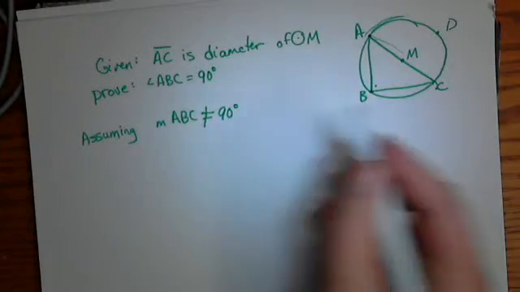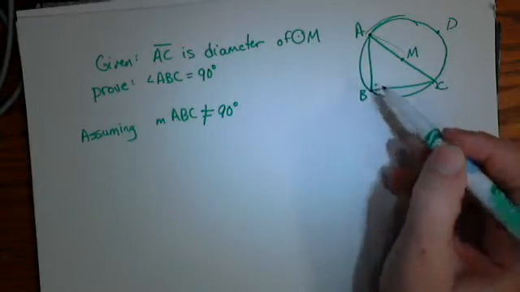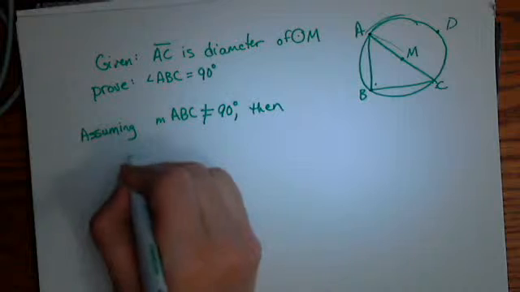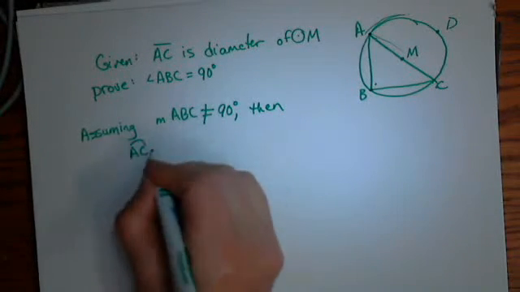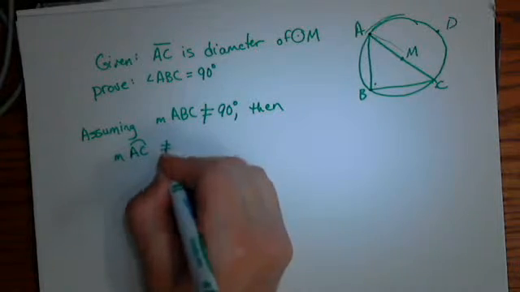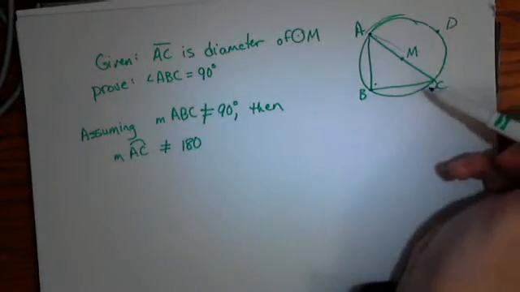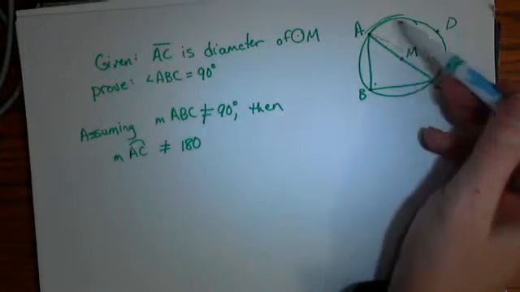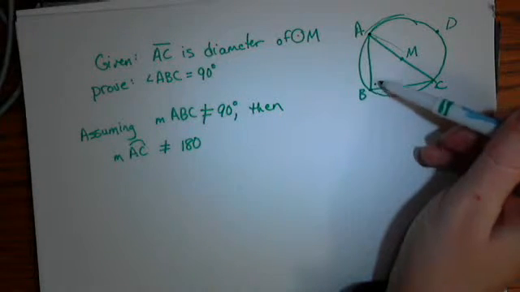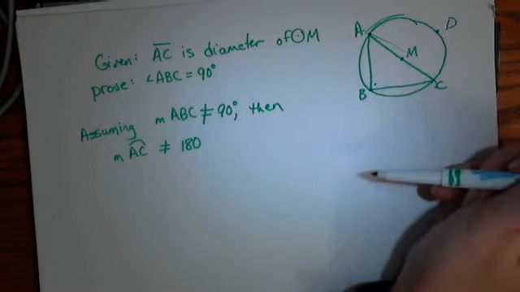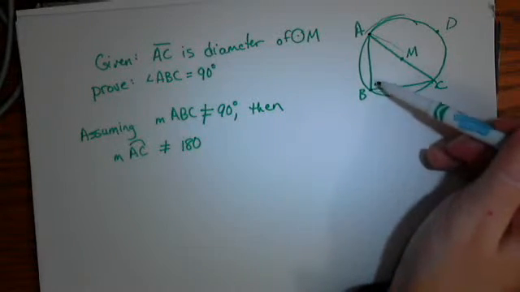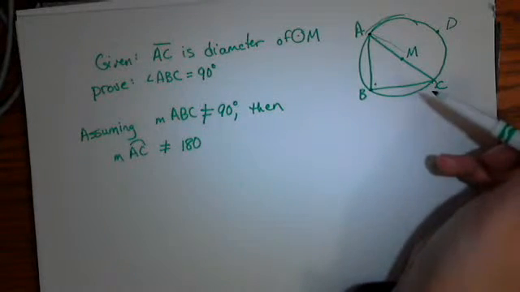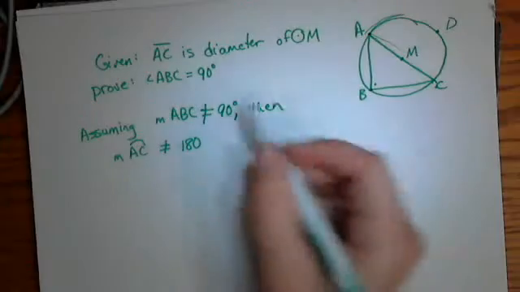So because we know that this is not 90 degrees, then we know that the measure of arc AC cannot be 180 degrees, because 47-1 says that if this is 90, then this has to be 180. And if this is 180, then this has to be 90, right? Because that arc has to be double what the angle is. So if this is not 90, then this cannot be 180.